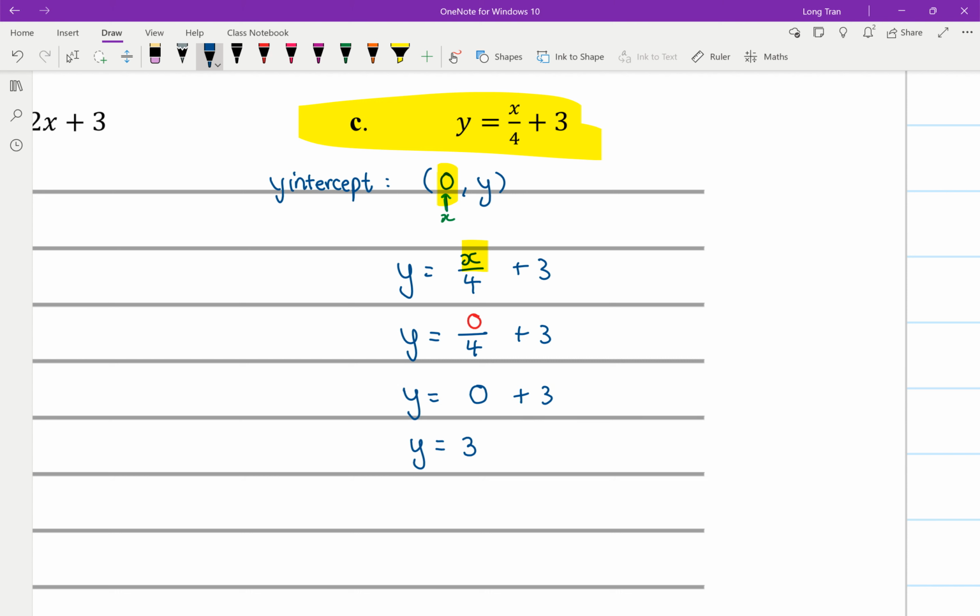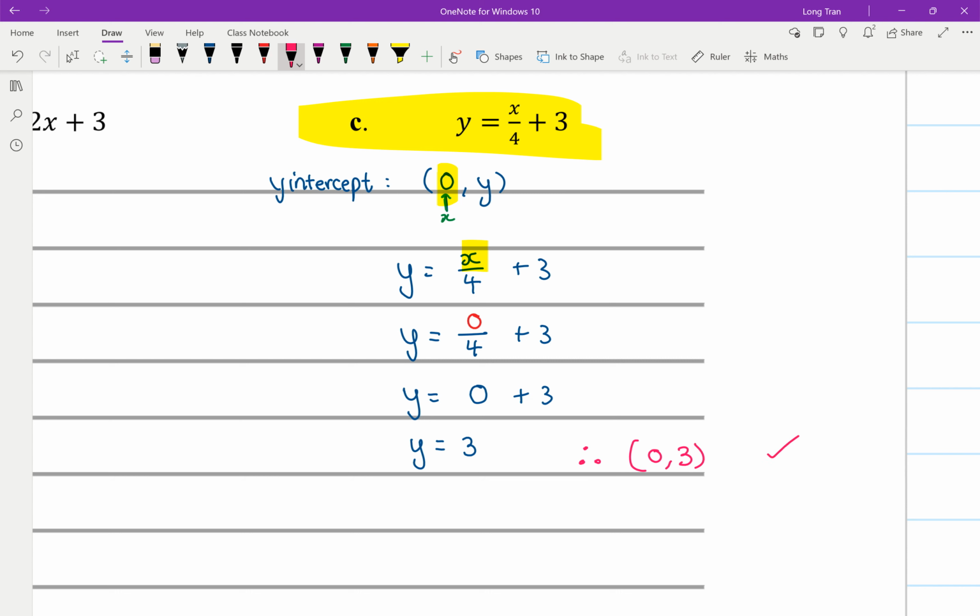So that tells me that this y value is equal to 3, which means we now know that when x is 0, then the y value has to be 3. So that's why my coordinate has to be (0, 3) — when x is 0, y is 3. So that's my first point.